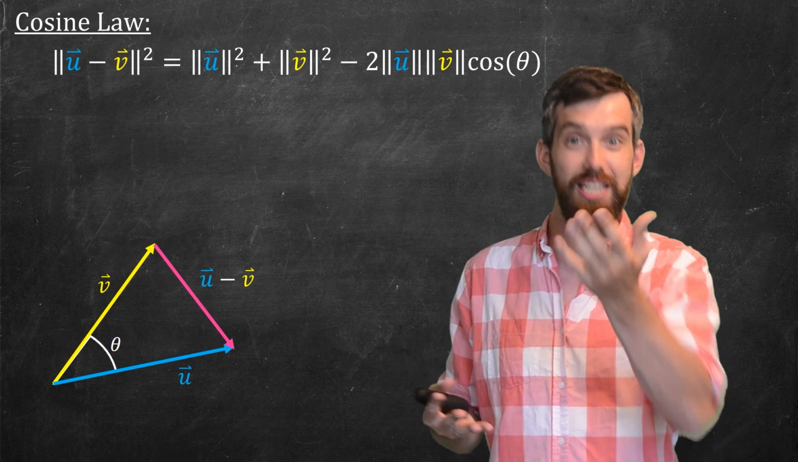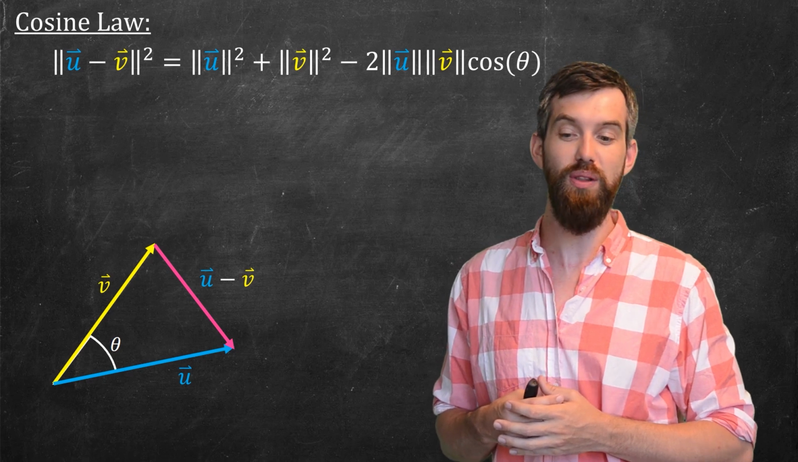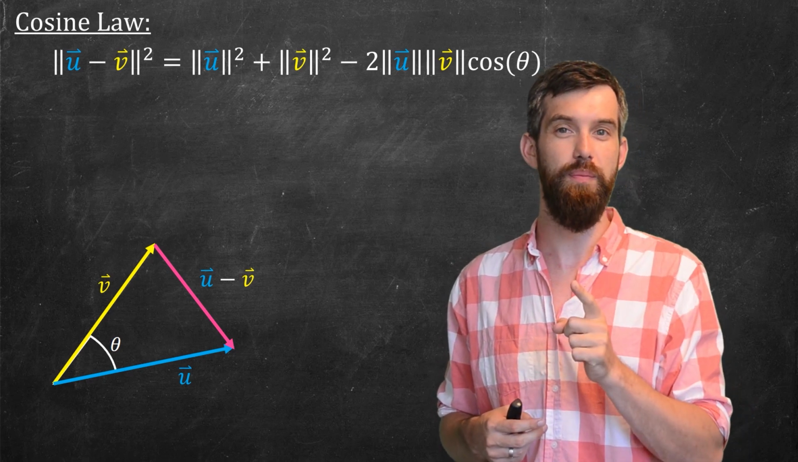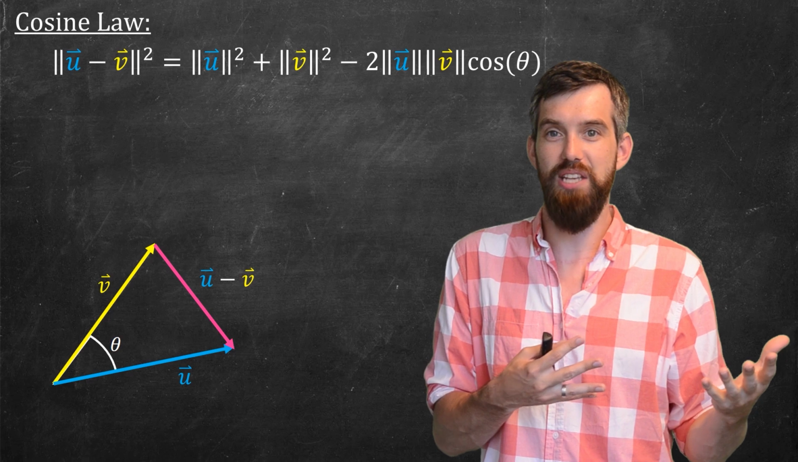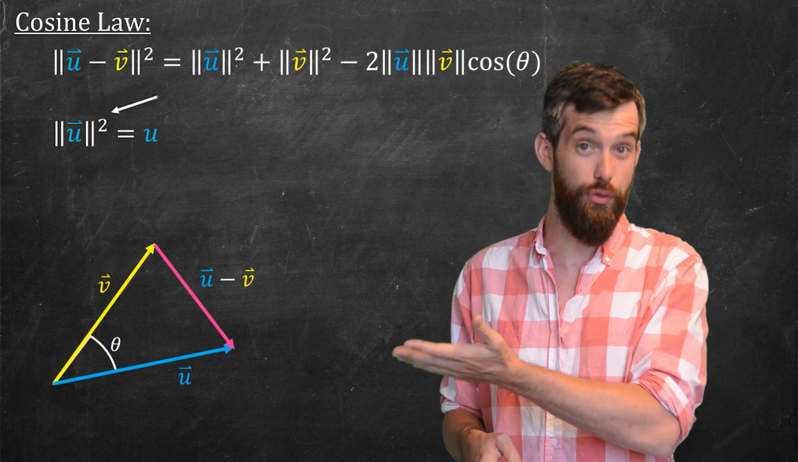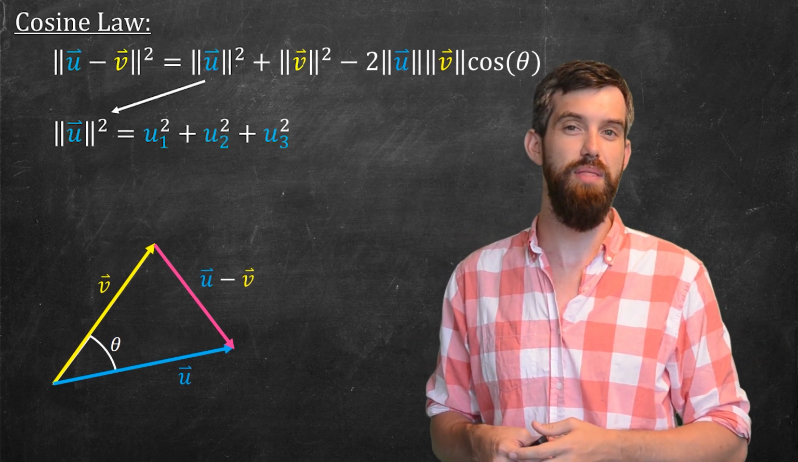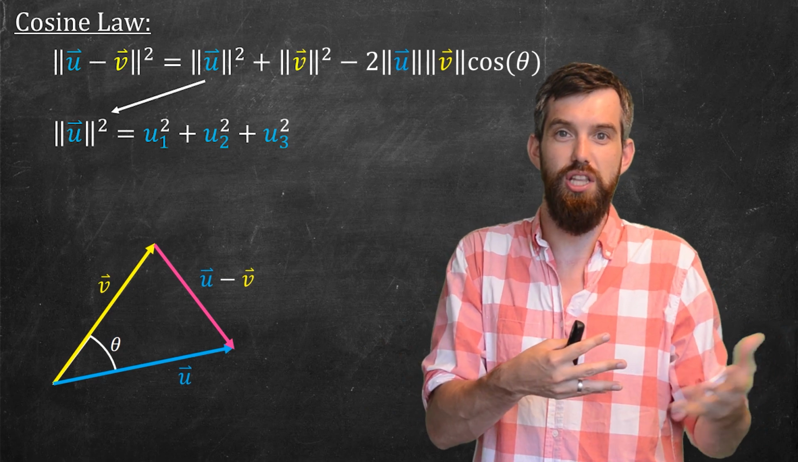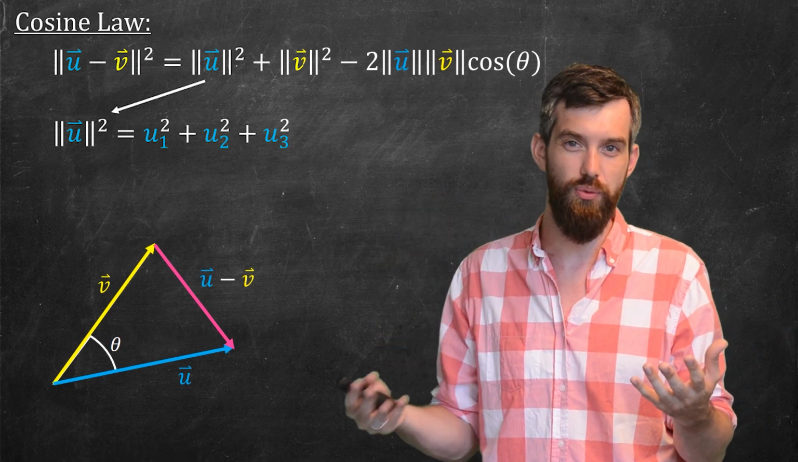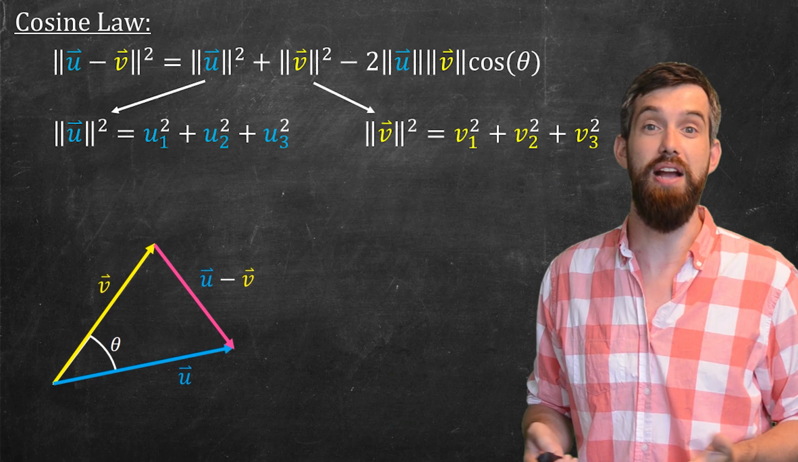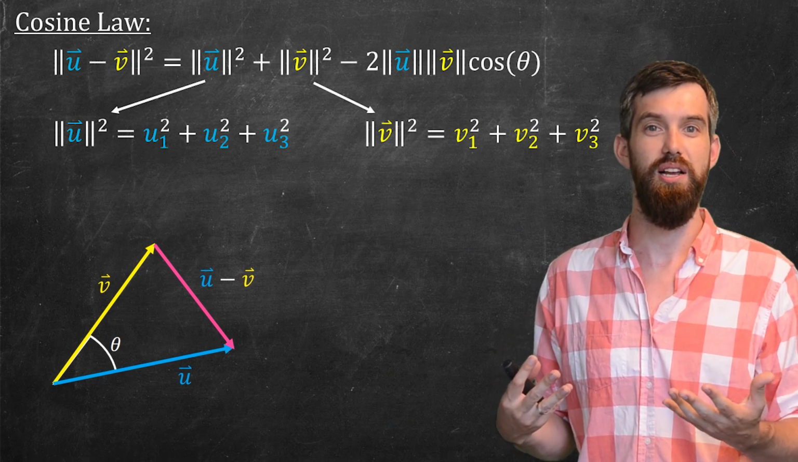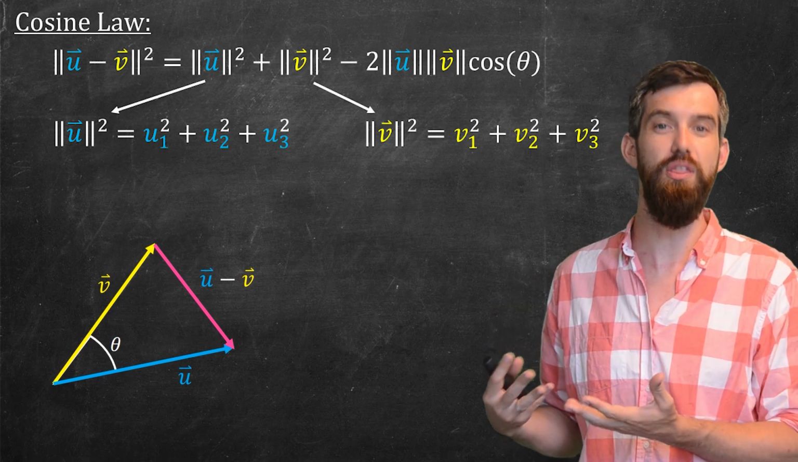All right, well, let's expand this formula a little bit. So first of all, let me look at the length of u squared. Well, if u is a vector that has components u1, u2, and u3 in 3 dimensions, then the length of the vector u squared is just u1 squared plus u2 squared plus u3 squared. Likewise for the v vector, the length of v squared is just v1 squared plus v2 squared plus v3 squared.